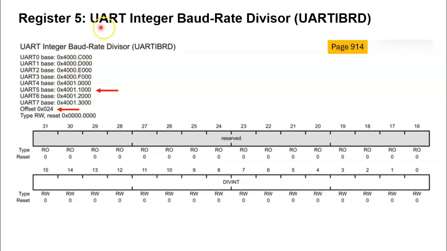Next is the UART integer baud rate divisor register. Notice the UART 5 base address is identical to the earlier one, so it's 40011000 hexa, and the offset for this register is 024 hexa. Again, it's a 32-bit register. The register utilizes bit 0 to bit 15.